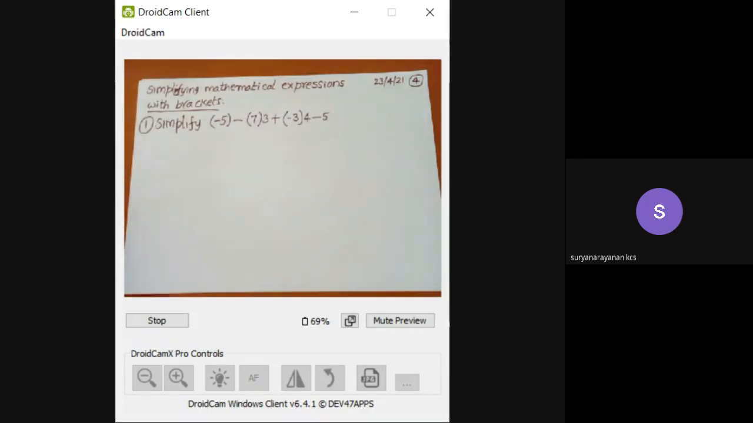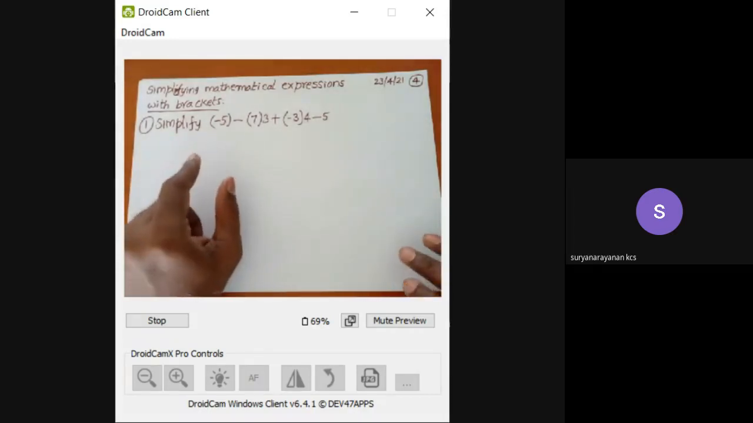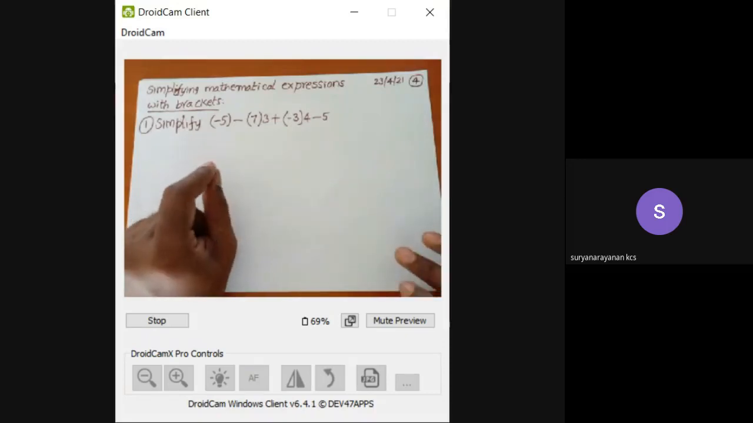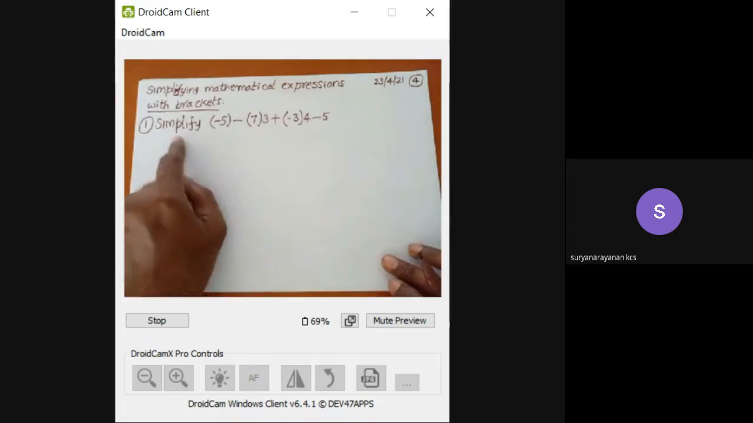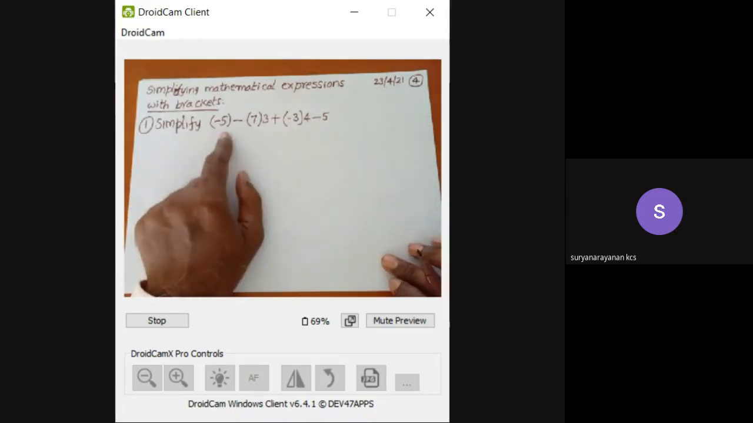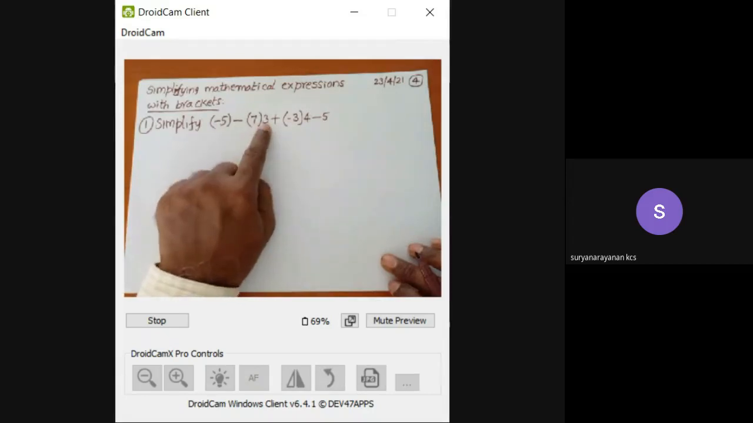See this question, my dear children. Here also, we are simplifying a mathematical expression with brackets. See this question. Simplify -5 minus 7 into 3.